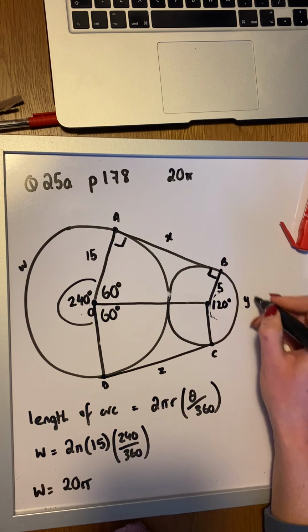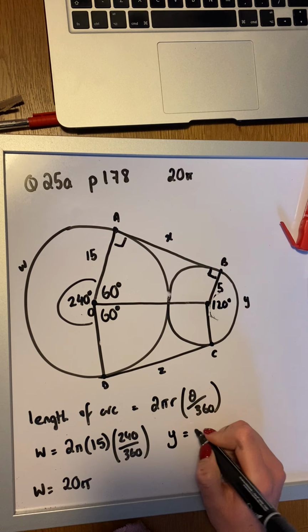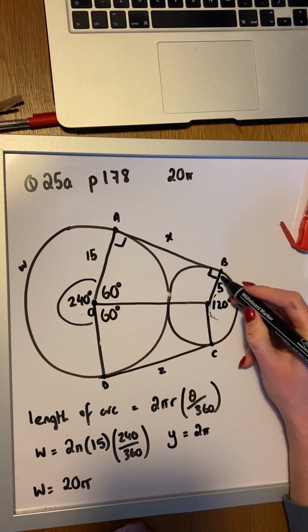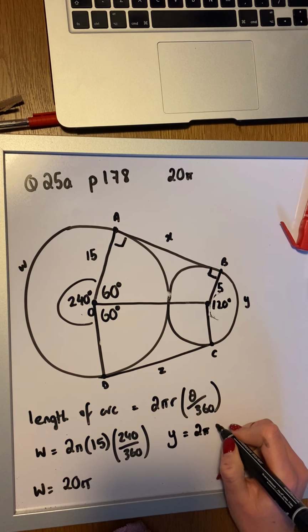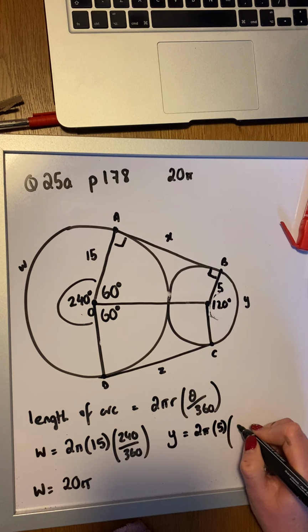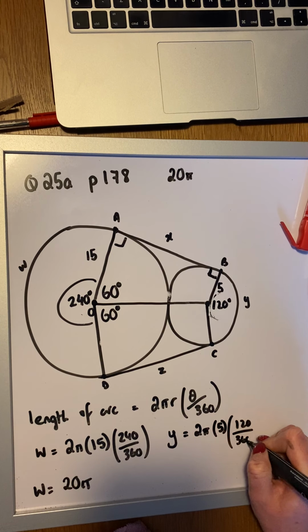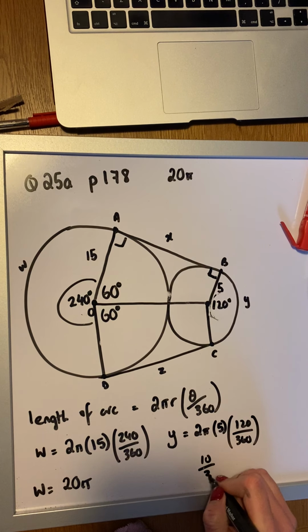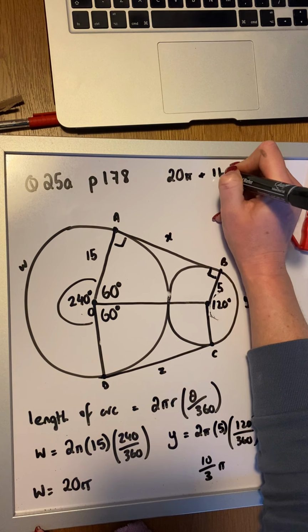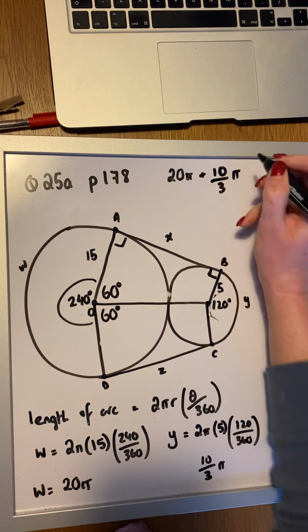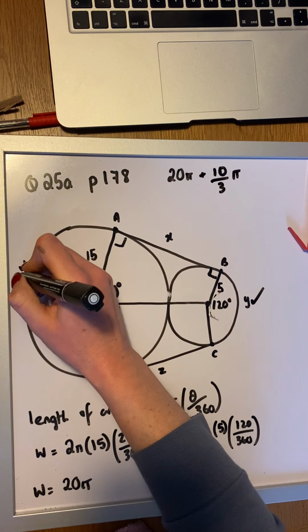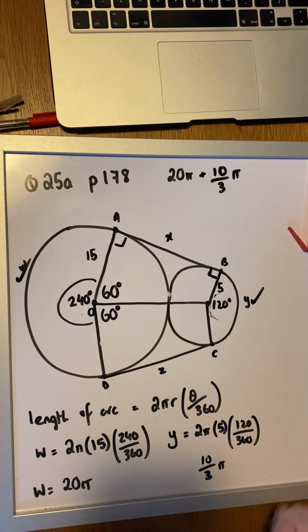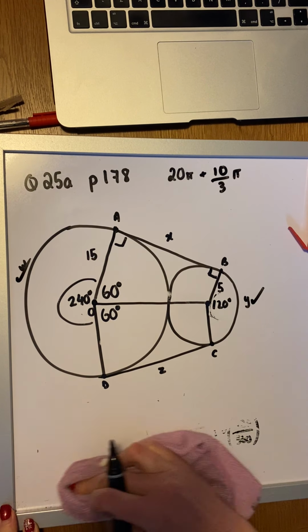So repeating the process for arc Y. Arc Y is 2 pi. The radius of the small circle this time is 5. So 2 pi times by 5 times by 120 over 360. And again, typing that into our calculator, we have 10 over 3 pi. So we have the two arcs, so arc Y and arc W have been completed. So the next thing we need to concentrate on is finding the X.